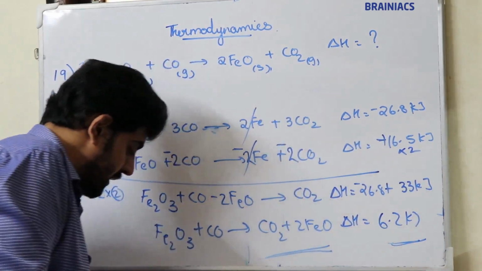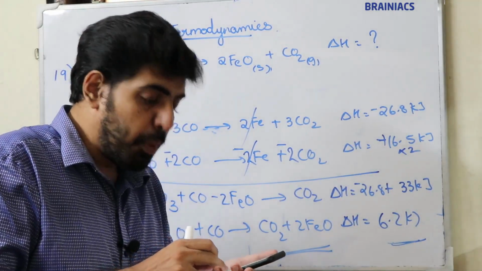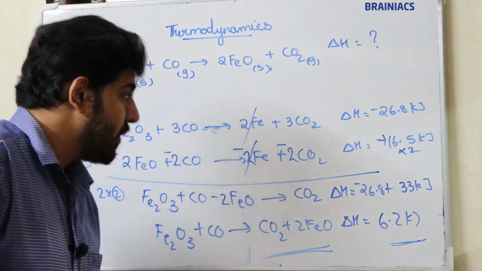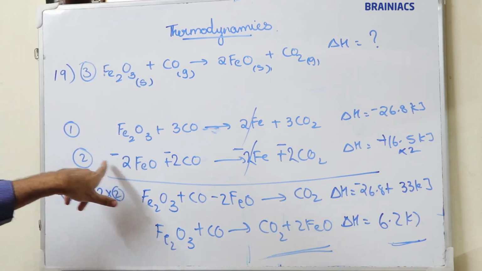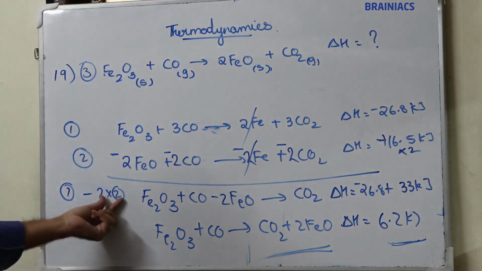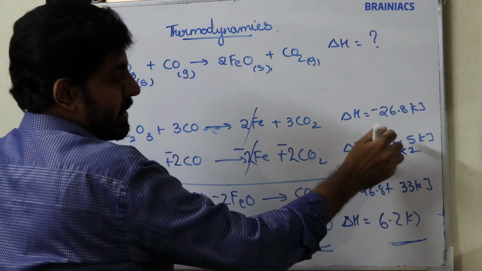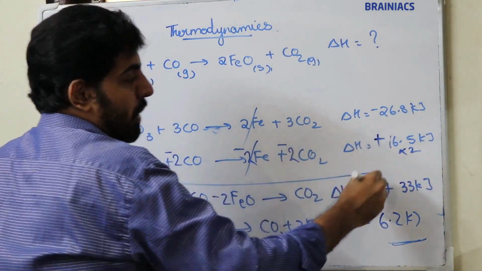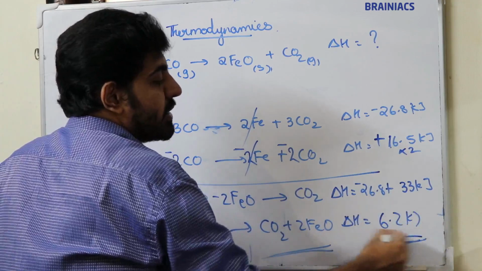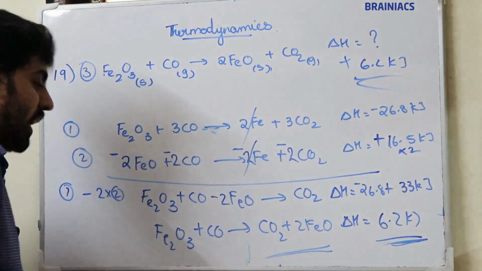I don't know whether this answer is correct or not, 6.2 kilojoules, answer option 4. I think it's clear. We multiplied the second equation by 2, we got a value, then we have to subtract the second equation from the first equation. So minus, minus becomes plus. Actually this is minus, when we subtract this will become plus. So 26.8 plus 66.5 into 2, remaining you will get 6.2. So this is the enthalpy value, 6.2 kilojoules, answer option 4.